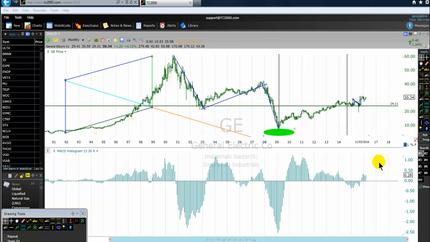Let's get started. I'm on the monthly chart for the General Electric stock, EPIC GE, that is listed on the Dow 30, the Dow Jones Index. The General Electric stock is one of the components of the Dow Jones Industrial Average. So I'm now on the monthly charts, and we want to discuss how one can combine the MACD histogram and wave principle.